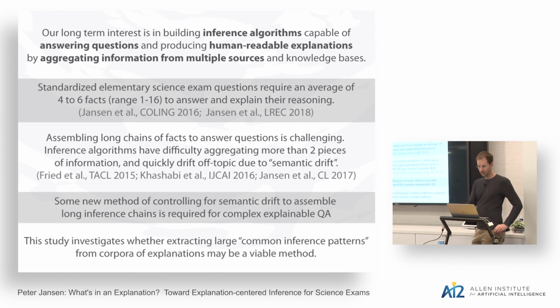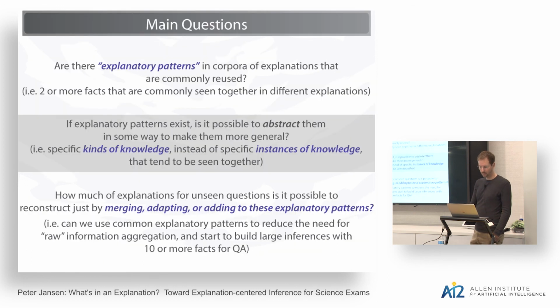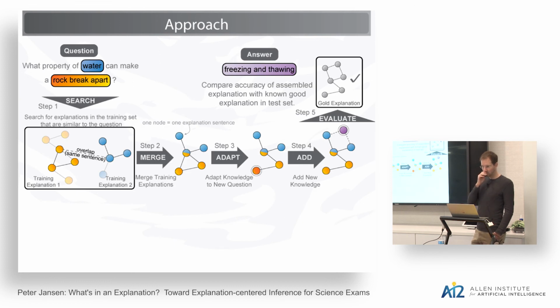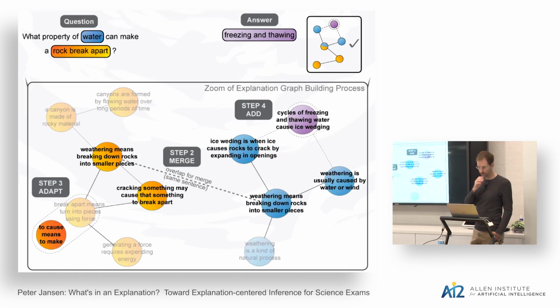So here's our quick whirlwind tour. You might also say, okay, we have this giant corpus of explanations. Can we use it to do inference? Can we use it to rebuild explanations? I'm going to buzz through this. The basic idea here is to see whether you can take parts of 2 or more explanations, merge them together, adapt them in some way, or add to them in some way, and rebuild gold explanations that you haven't seen before. This is from an AKBC paper.